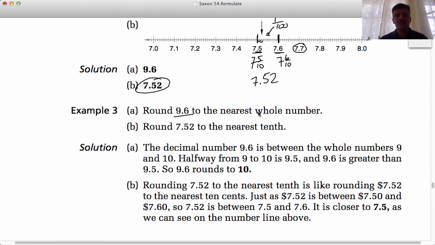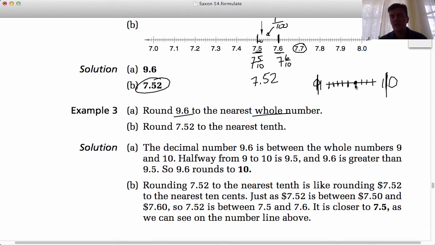Round 9.6 to the nearest whole number. Well, if you had 9 and then 10, and in between there you had 10 marks, or 10 spaces, 10 marks there to represent tenths. 9.6, here's 9.1, 2, 3, 4, 5, 6, 7, 8, 9, and then 10 right there.